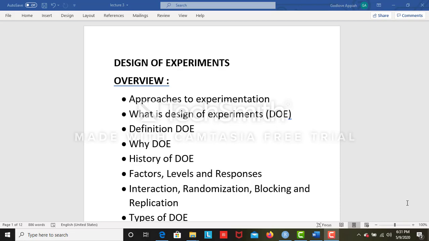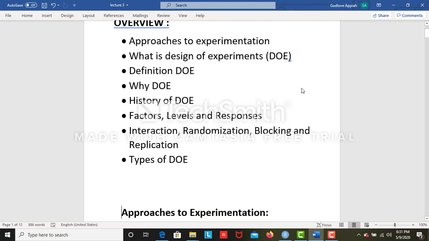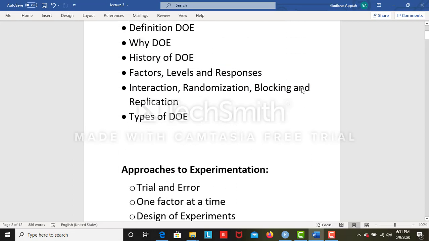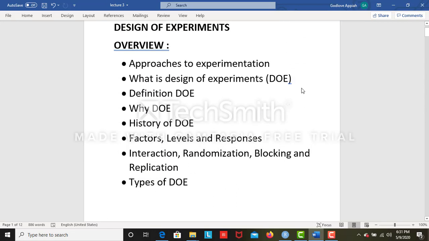Hello guys, here we are again with another lecture, and today's lecture we're going to look at design of experiments. I have with me here some notes that I've written down for you guys. I'm not actually going to go through these notes, so I'm just going to quickly look at what we're going to do. We're going to look at what this note is about.